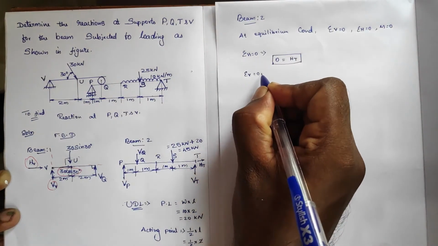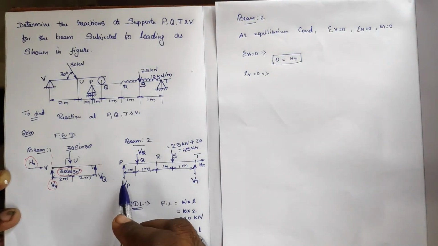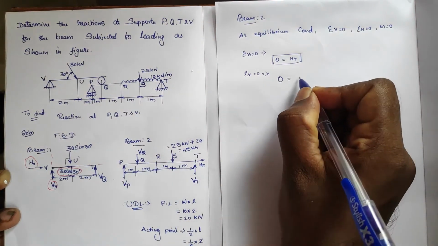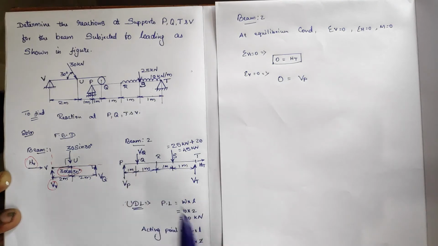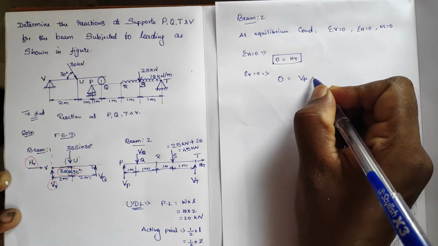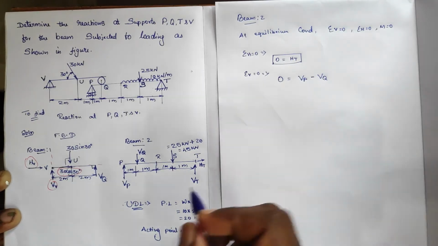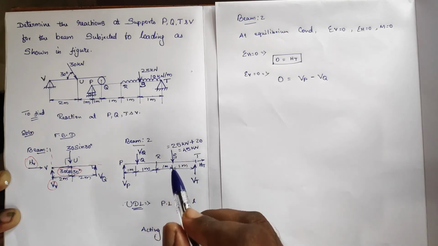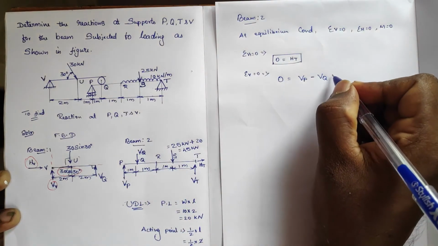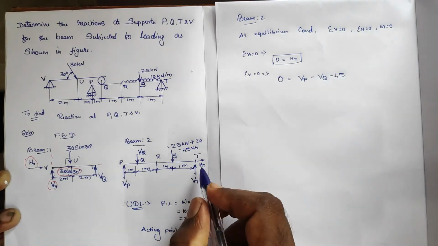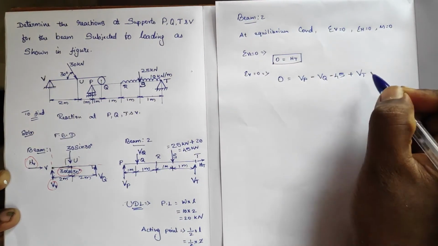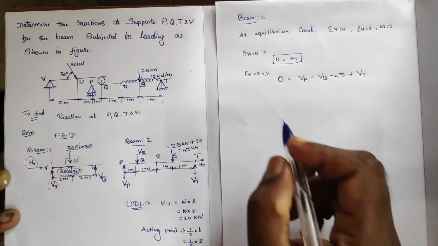And sum of vertical force is equal to 0. If we apply it, we have a number of vertical forces. The force which is acting upward is positive, downward is negative. That means VP is an upward force, so 0 is equal to plus VP, and VQ is a downward force, so it will be a negative sign, VQ. And the force acting, 45 kilonewton, is a downward force, so it will be negative 45. And the force acting at T, VT, is acting upward, so it is a positive sign.